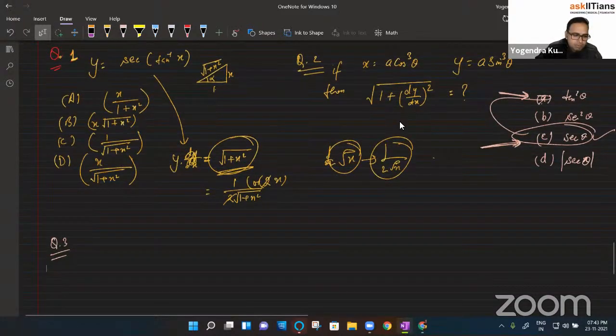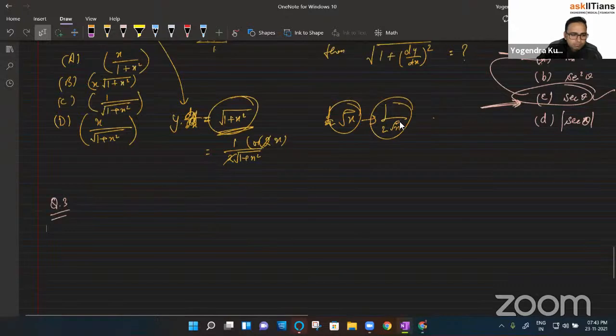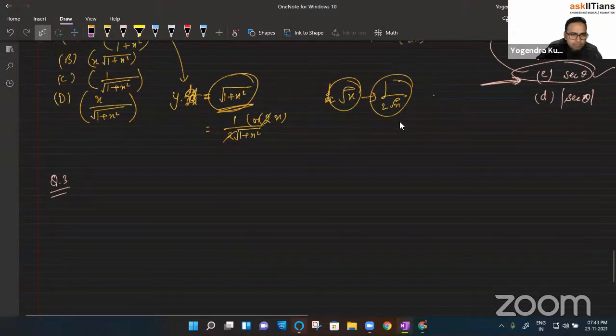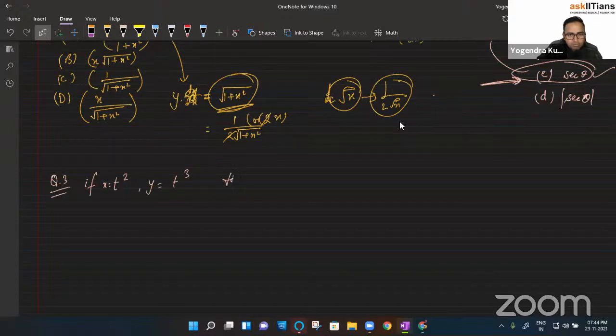Okay, one second. Let me write the question. If x is equal to t square and y is equal to t cube, then d2y upon dx square is... give me the correct answer, okay? I don't want to give the options. There is no need, I think.